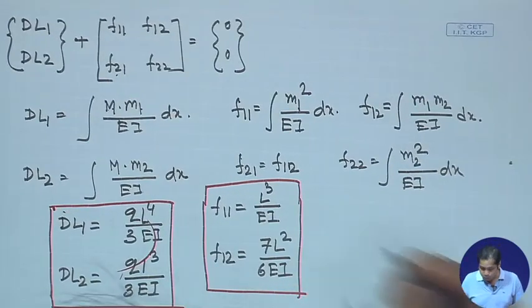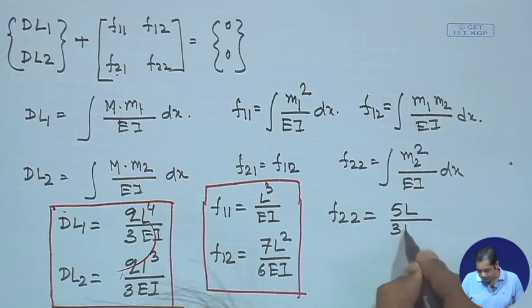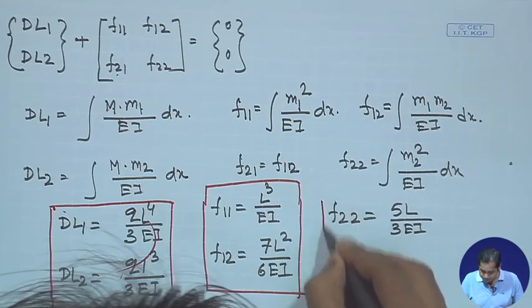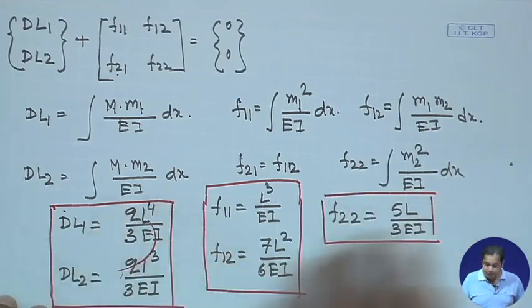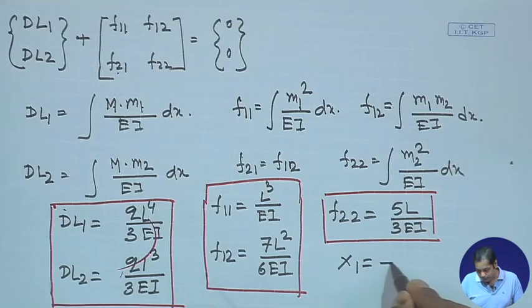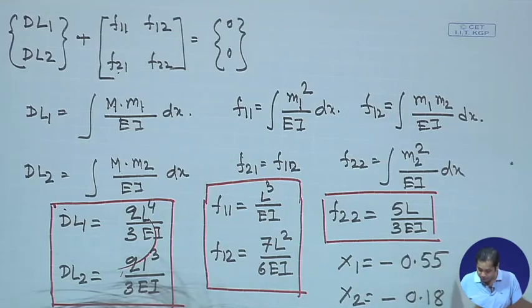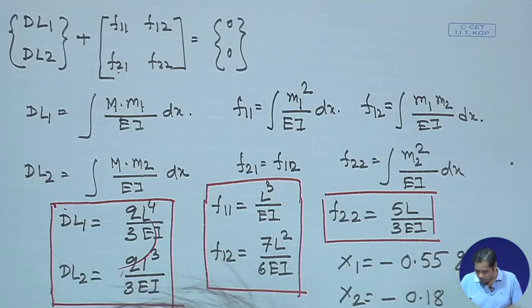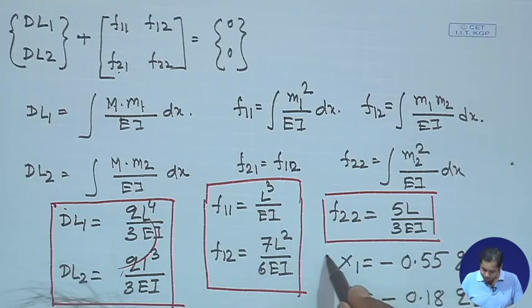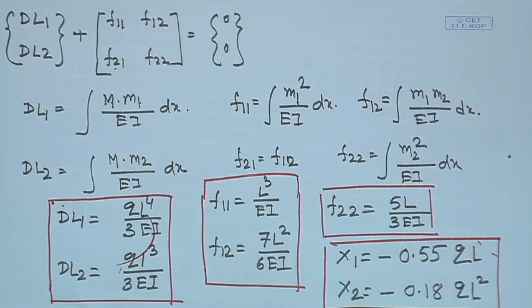And similarly, F22 will be 5L by 3EI. Now, all these expressions we have, we need to substitute in this equation and solve it, and if you solve it, then you get x1 equal to minus 0.55 and x2 equal to minus 0.18. Of course, it has to be qL. This is the coefficient, and this has to be multiplied by qL, and this by qL square. So this is the force, and this is the moment. And again, you can see they are dimensionally consistent.